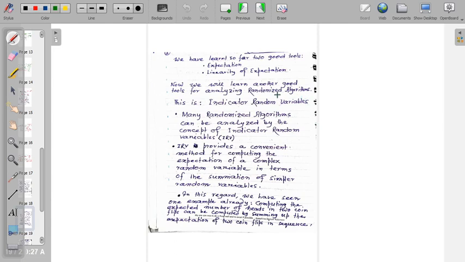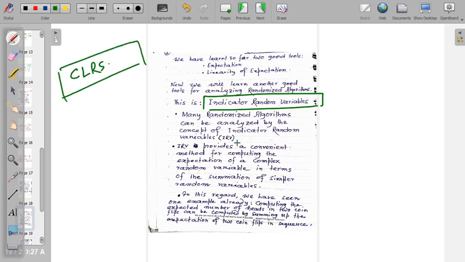Next, another very important thing is this indicator random variable that I was talking about. In the CLRS textbook, almost all randomized algorithms they have discussed, they have analyzed using this concept, indicator random variable. So many randomized algorithms can be analyzed with the concept of indicator random variable, which is very important to note.